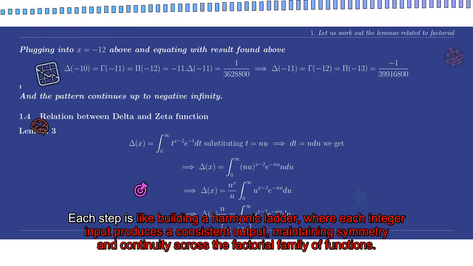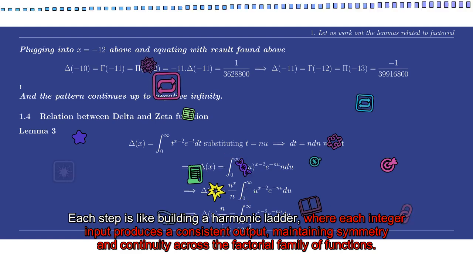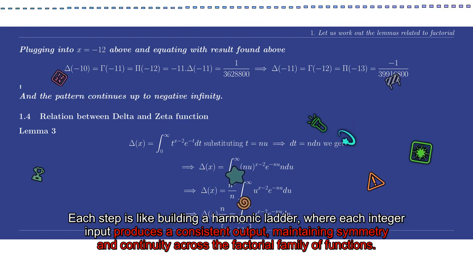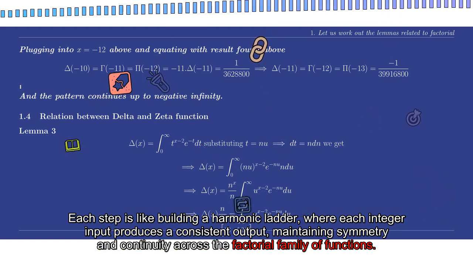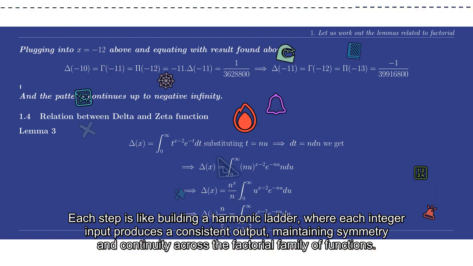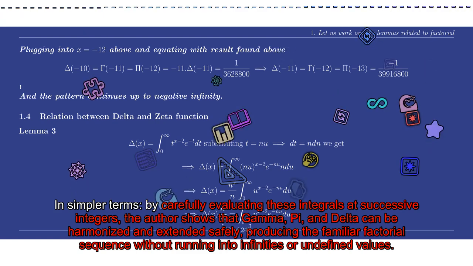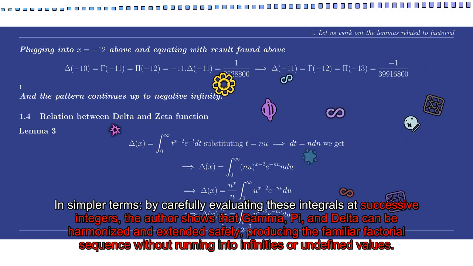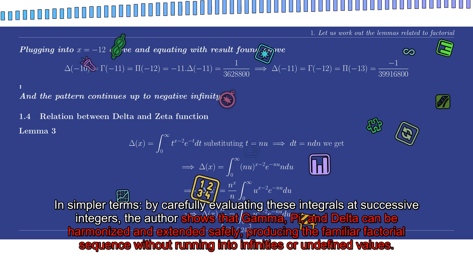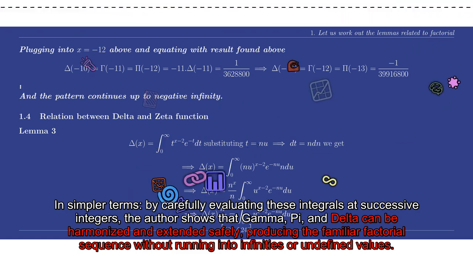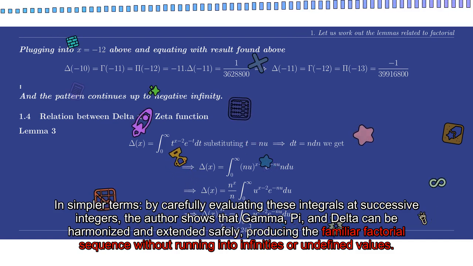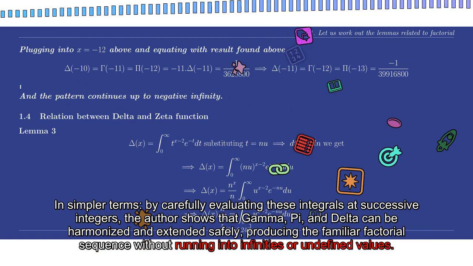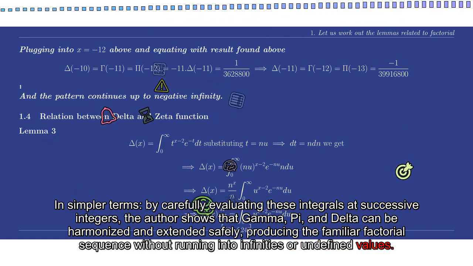Each step is like building a harmonic ladder, where each integer input produces a consistent output, maintaining symmetry and continuity across the factorial family of functions. In simpler terms, by carefully evaluating these integrals at successive integers, the author shows that gamma, pi, and delta can be harmonized and extended safely, producing the familiar factorial sequence without running into infinities or undefined values.